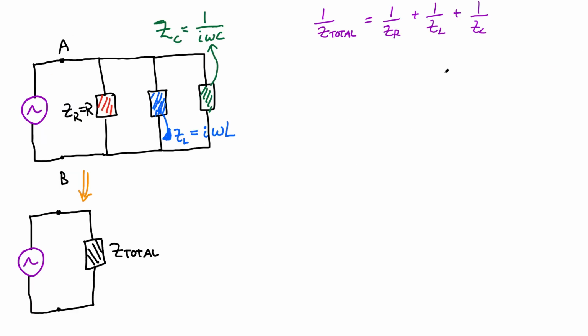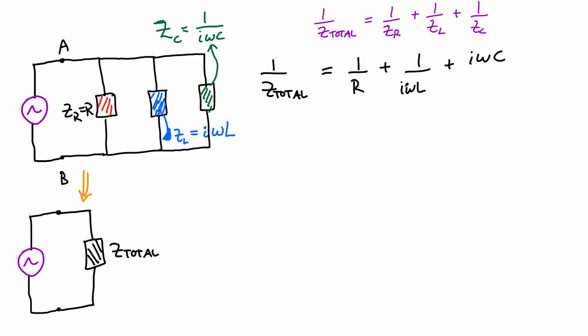All right, so we're going to do a little bit of algebra now. We'll start substituting our values. So again, we have 1 over Z total. We just want to find the magnitude of Z total. So we have 1 over R here. For the impedance of the inductor, we have 1 over i omega L. And for the capacitor, the impedance is 1 divided by i omega C, so at the end, this ends up being i omega C for this term.